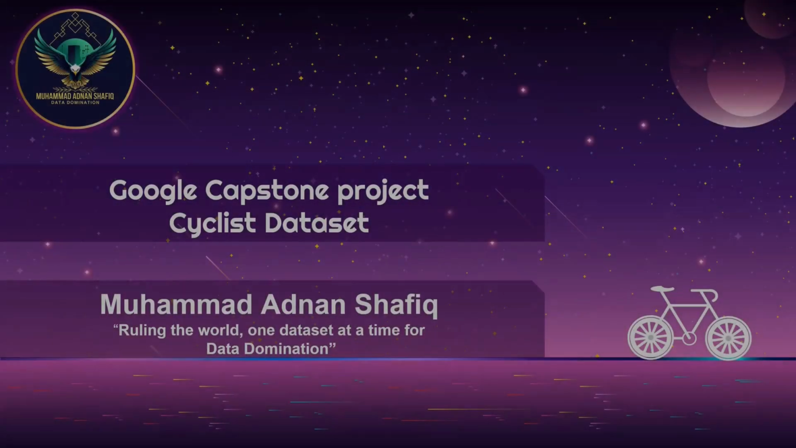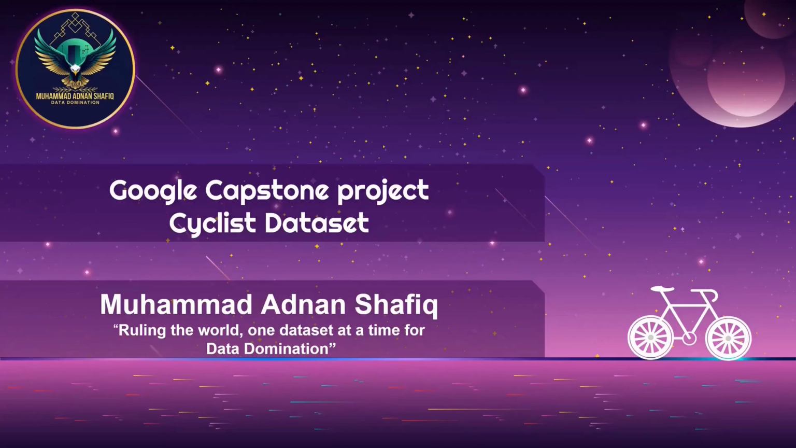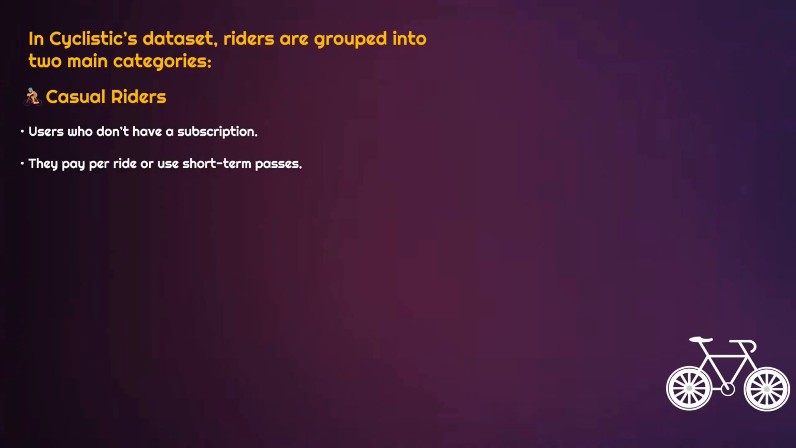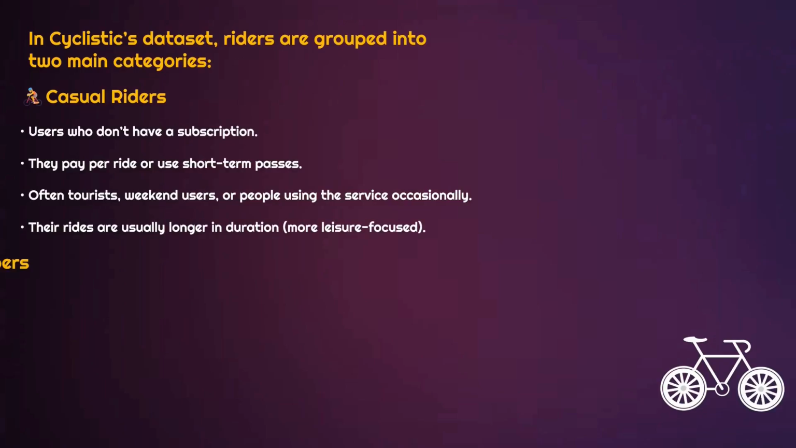So guys, this is my Google Capstone project for Cyclistic dataset. But before we deep dive into the data visualization and my recommended strategies, let me first highlight a few key factors. This way you will have the perfect context to really understand the story behind the numbers. In this Cyclistic dataset, riders are grouped into two main categories. Number one is casual rider, and number two are annual member riders.